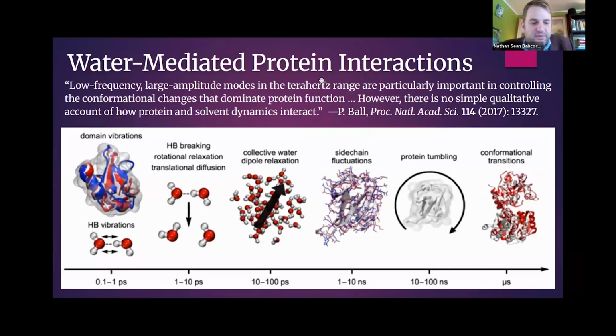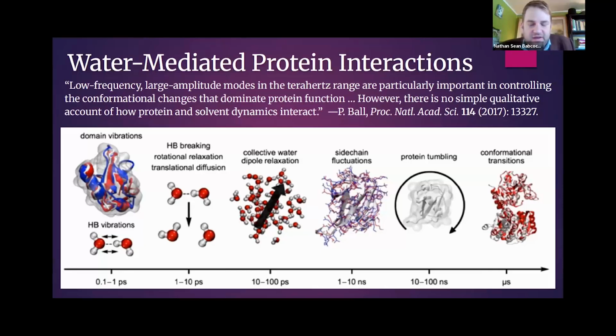At the shortest timescale, we just see simple hydrogen bond vibrations, just wiggling back and forth. Once you get to 1 to 10 picoseconds, we can have hydrogen bond breaking and rotational relaxation, as well as translational diffusion. And at the 10 to 100 picosecond timescale, we can see collective water dipole relaxation. Now, this is the kind of thing you might especially want a polarizable water model in your simulations in order to actually observe dipole relaxation effects. Now, as you go to longer timescales on the order of a few nanoseconds, you may see side chain fluctuations in your protein because, of course, even for the side chain to move around, all the water molecules have to reorganize in effect.